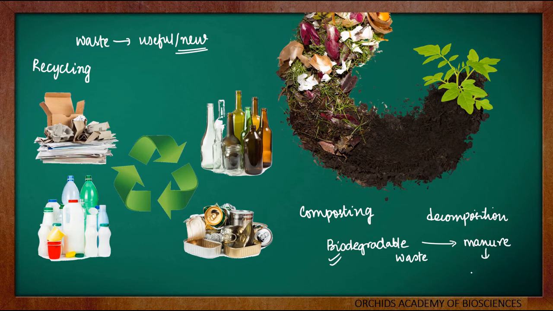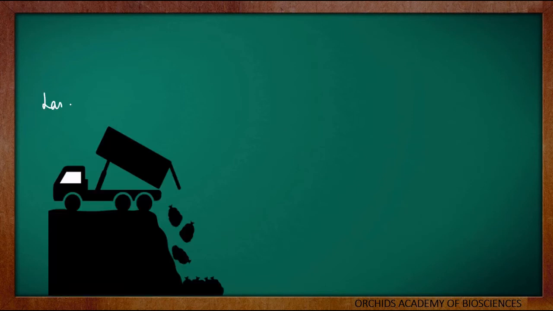This nutrient-rich manure is very, very beneficial for the plants. So we take all this biodegradable waste and put it under the soil so that it later becomes manure for the plants. So this will be very much nutrient-rich and is very, very beneficial to the plants. So this is composting. Next, the third method which we will be studying is landfilling. The name itself suggests what happens in this. In this, we fill the garbage into the land.